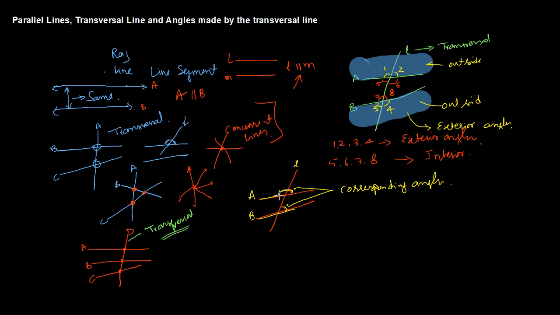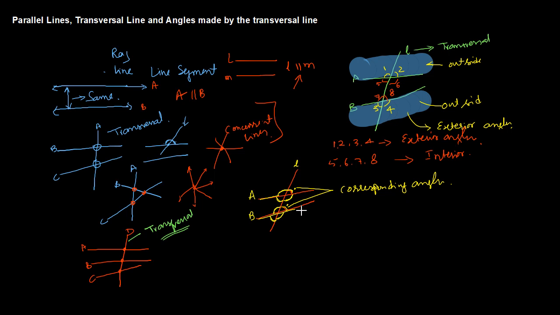So how many corresponding angles can I find here? If I take that, it will be the corresponding angle for that. If I take this, it will be the corresponding angle for this, and if I take that, it will be the corresponding angle for this. So there are 4 sets of corresponding angles.